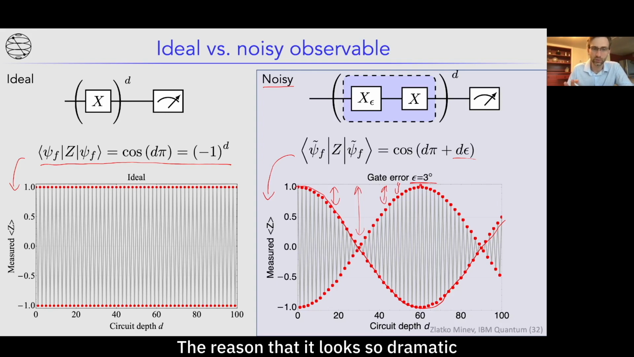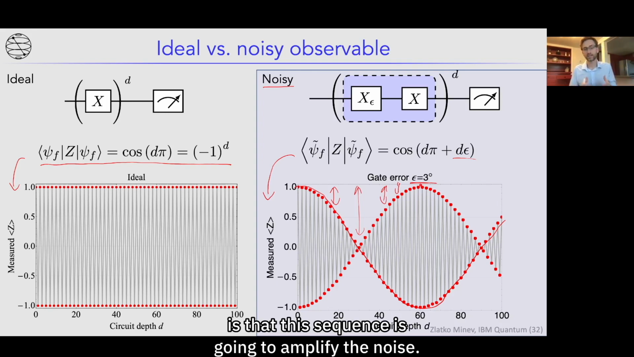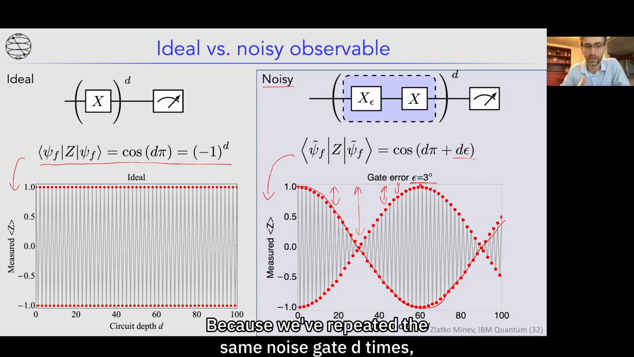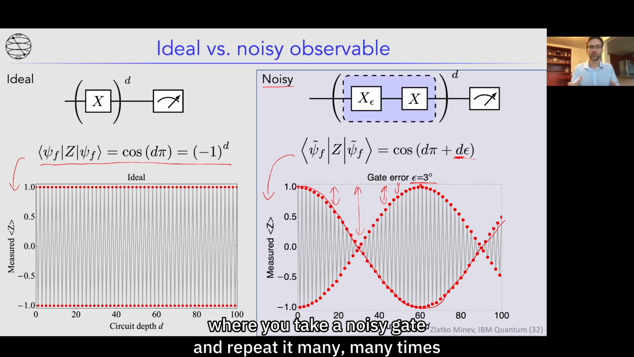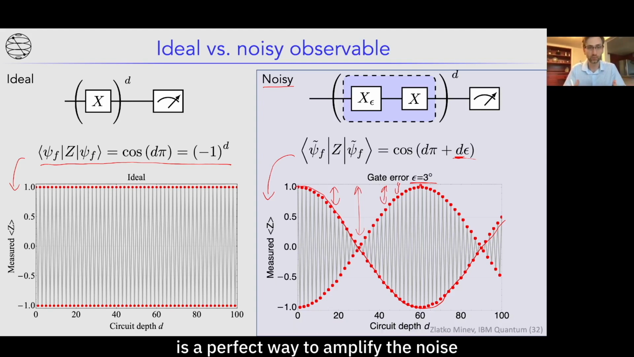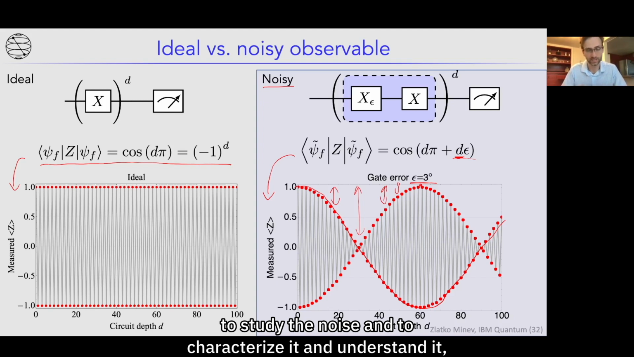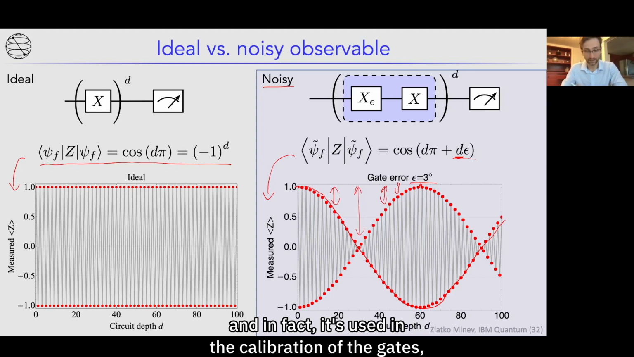The reason that it looks so dramatic is that this sequence is going to amplify the noise. Because we've repeated the same noise gate d times, we've amplified the noise, if you want, d times in the angle, which then turns into this oscillation. So in fact, this type of template sequence where you take a noisy gate and repeat it many, many times is a perfect way to amplify the noise, to study the noise, and to characterize it and understand it. And in fact, it's used in the calibration of the gates.